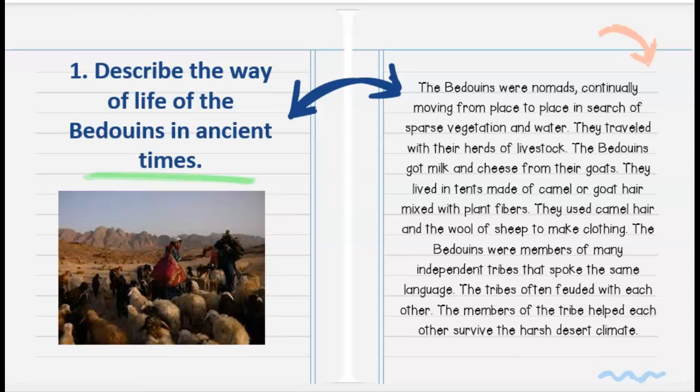Question number 1. Describe the way of the Bedouin in the ancient times. The Bedouins were nomads, continually moving from place to place in search of sparse vegetation and water. They traveled with their herds of livestock. They got milk and cheese from their goats, and they lived in tents made of camel or goat hair mixed with plant fibers. They used camel hair and the wool of sheep to make clothing. They were members of many independent tribes that spoke the same language. The tribes often feuded with each other. The members of the tribes helped each other survive the harsh desert climate. So they were basically a group of nomads traveling through the desert.